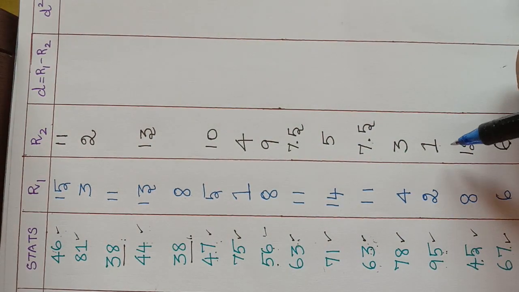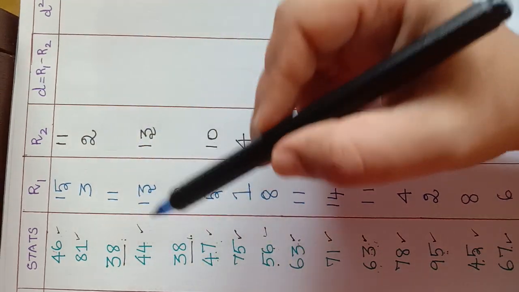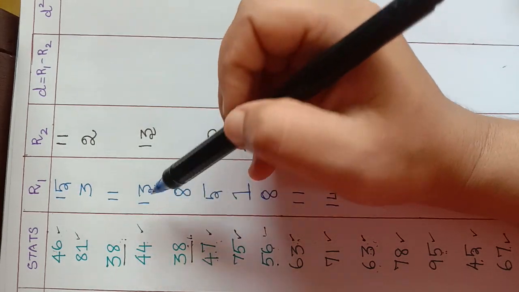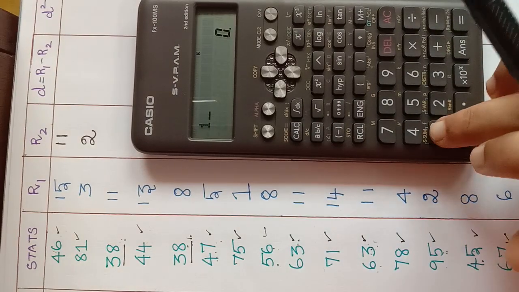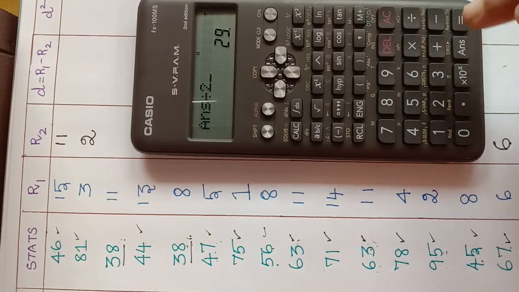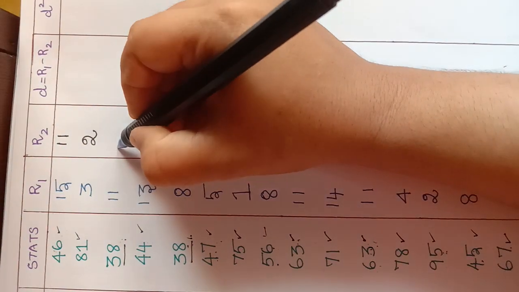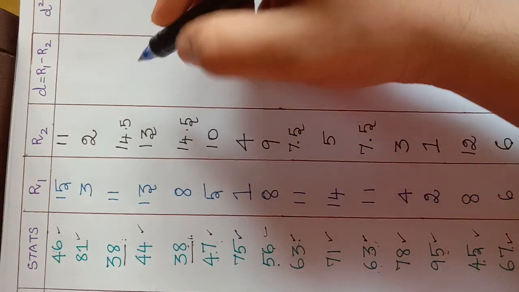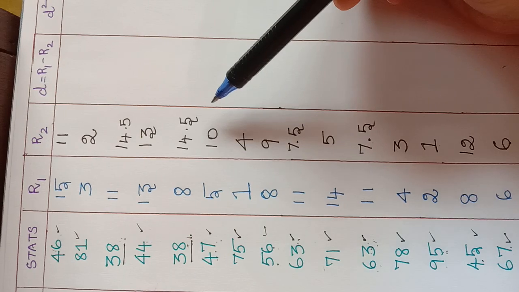Till what rank have we completed? We have completed till rank 13. So the next ranks are 14 and 15. But two marks are repeated. So we have to take the average of the ranks 14 and 15. So what will the average be? 14 plus 15 equals 29, divided by 2, which is equal to 14.5. So both the marks 38 and 38 will get the rank 14.5 and 14.5, because we have to do justice between these two marks. So we have given 14.5 and 14.5.